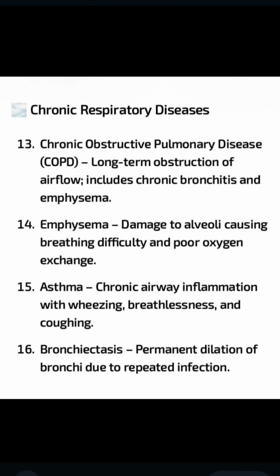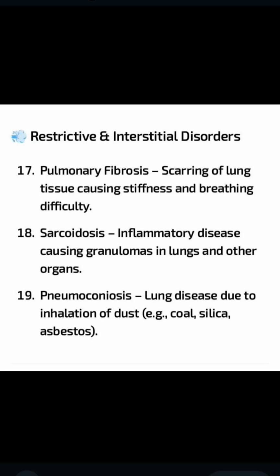Then chronic respiratory diseases. Here, long-term obstruction of airflow, meaning chronic bronchitis and emphysema together, called chronic obstructive pulmonary disease. And damage to alveoli causing breathing difficulty and poor oxygen exchange, called emphysema. And chronic airway inflammation with wheezing, breathlessness, and coughing, called asthma. Permanent dilation of bronchi due to repeated infection, called bronchiectasis.